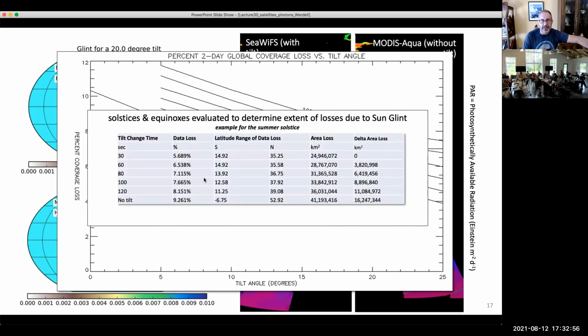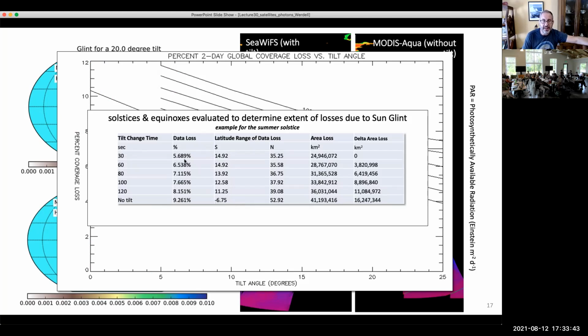Just to put this in geographic perspective, to put some numbers on these, we went through a study where for solstices and equinoxes, we evaluated the extent of loss due to sun glint for ocean-only pixels. So there's a latitudinal dependence because there's far more land in the northern hemisphere than the southern hemisphere. So what you're looking at here is the percent data loss. And in this case, for this summer solstice, if you don't tilt at all for every swath, you're going to lose roughly 9% of your data. And the range of your loss goes from into the southern hemisphere pretty far north. And this is really talking about 42 million kilometers of ground pixel on Earth.